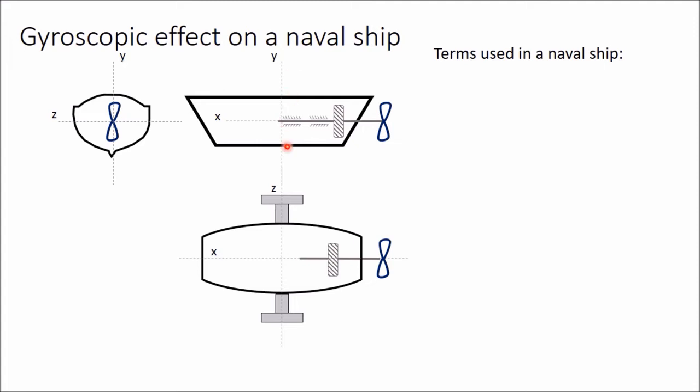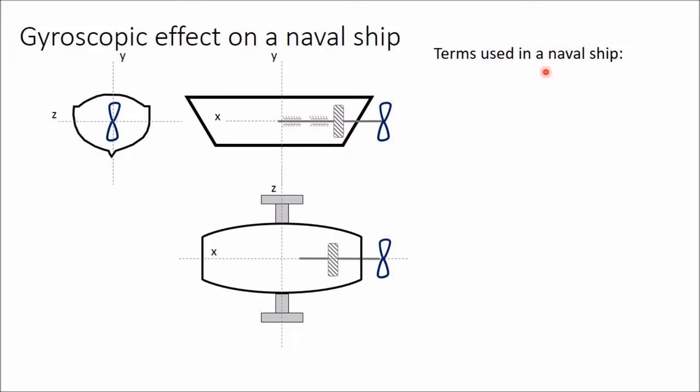When you look from top, this z-axis is visible. This is the z-axis. The x-axis is also visible, but the y-axis is appearing as a point at this position. When you look in side view, the x-axis is not visible. It is appearing as a point here, and this is the y-axis and this one is the z-axis.